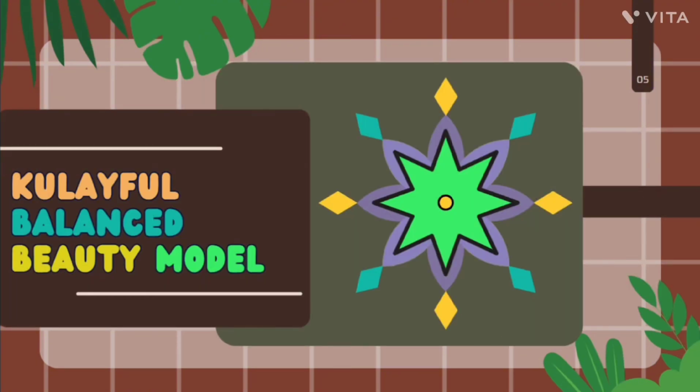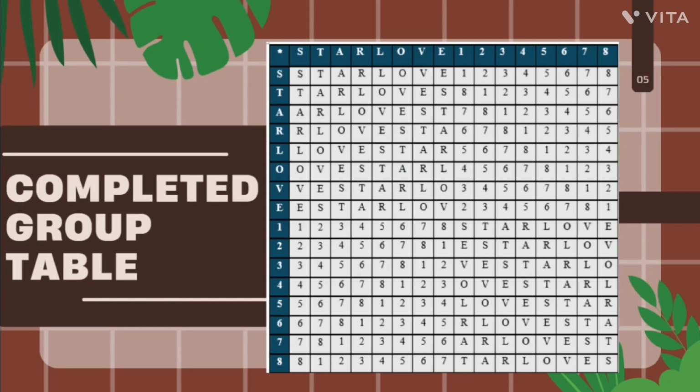Again, this is my geometric model. I called it the Cooley-Full Balanced Beauty Model. It has 8 movements and also 8 movements at the back. Next, here is our completed table.